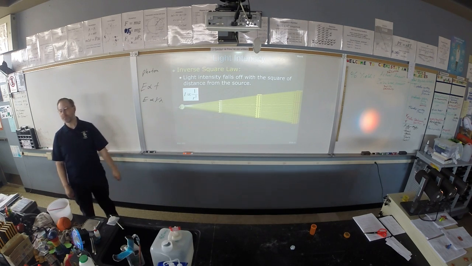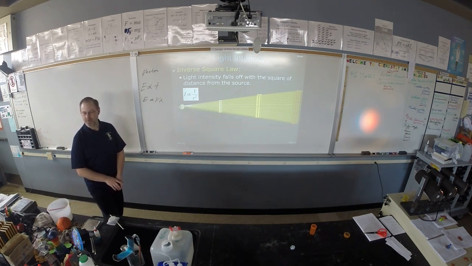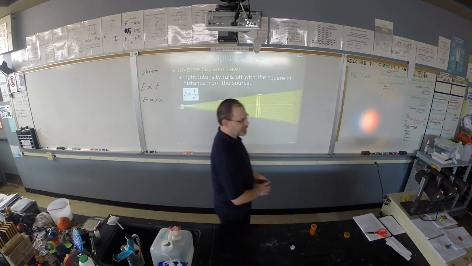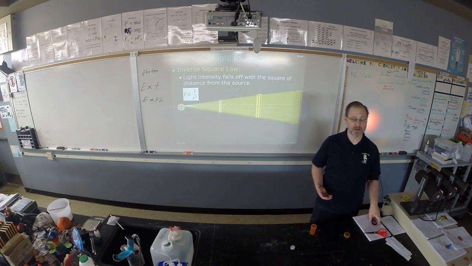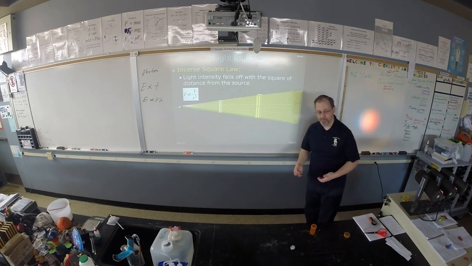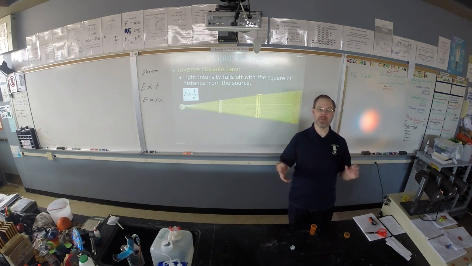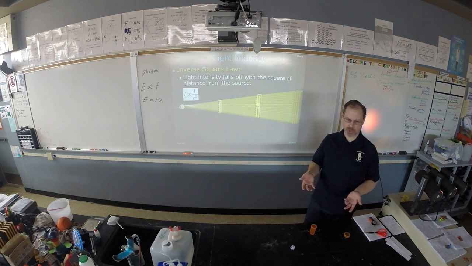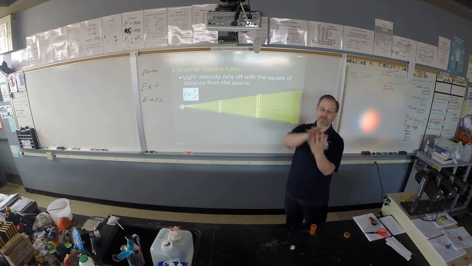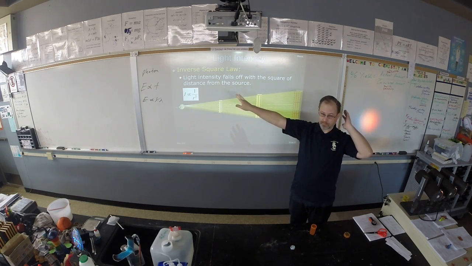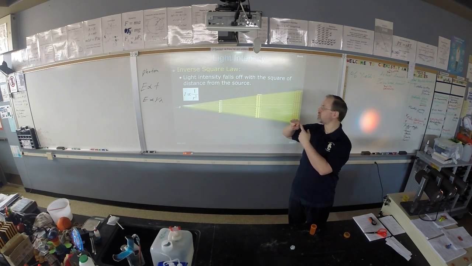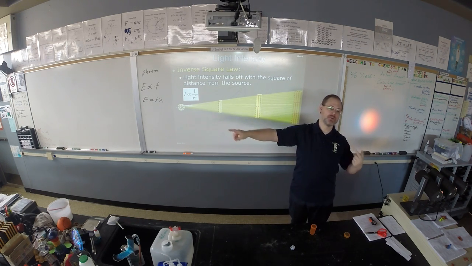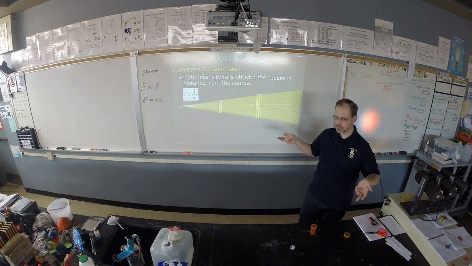Okay, so we talked about the inverse square law with sound. The inverse square law occurs anytime you measure something that is a three-dimensional phenomenon over one dimension. And light propagates in three dimensions, but if you look at how it changes over one dimension, you use the inverse square law.